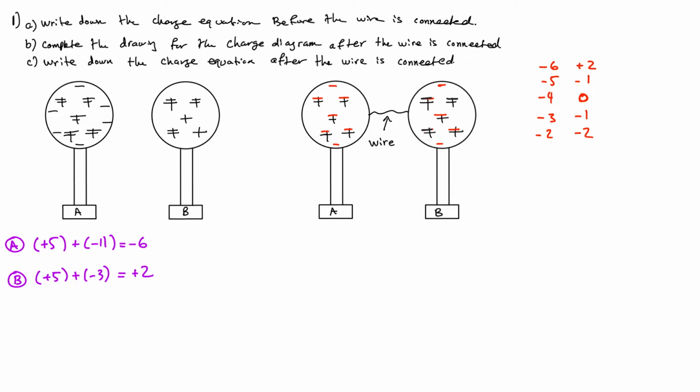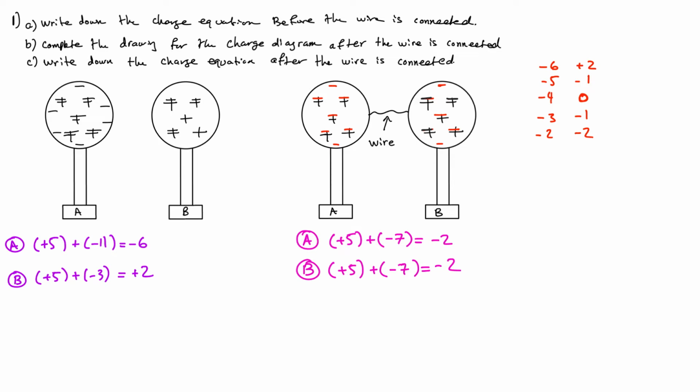So to write the final net charge equation for both, for A, I'm going to use pink. I'm going to have positive 5 charges, and I have negative 7, which is equal to negative 2 net charge. And for B, you can see we have the exact same thing because electrons are no longer moving. And we get negative 2 and negative 2.